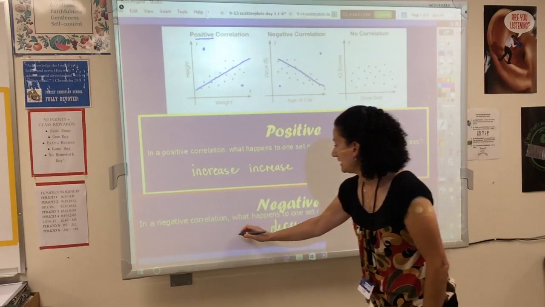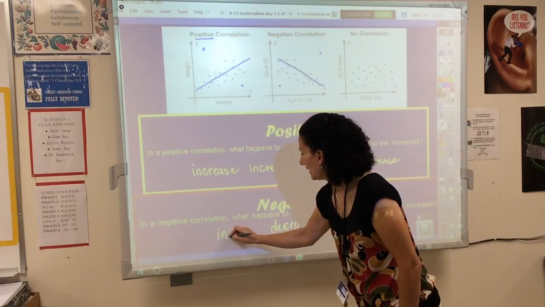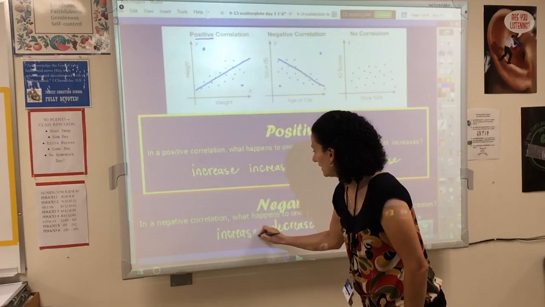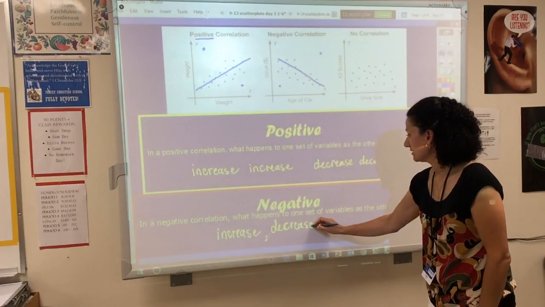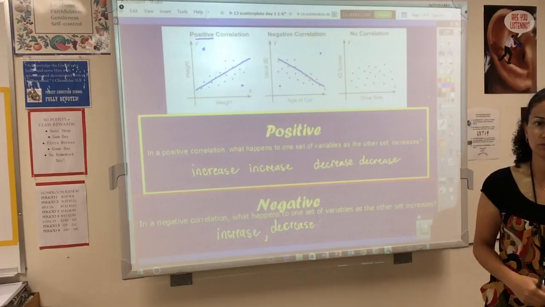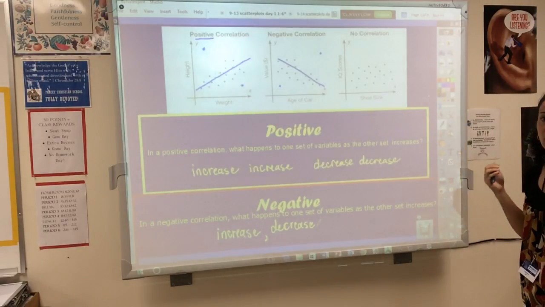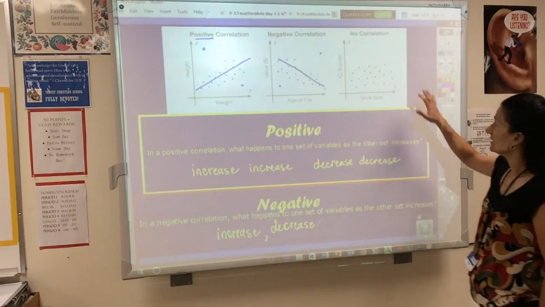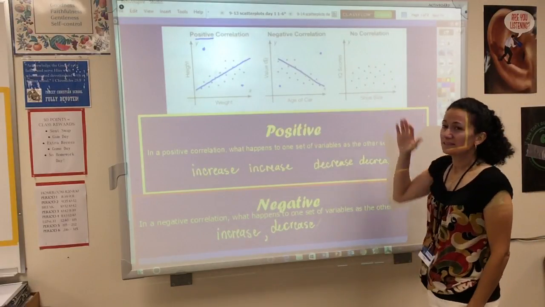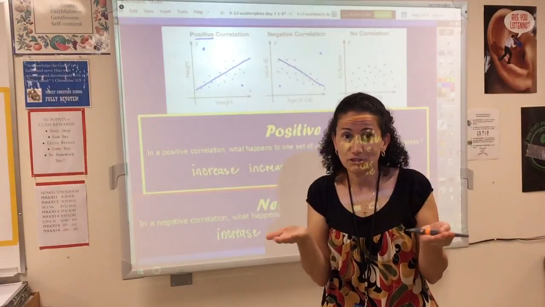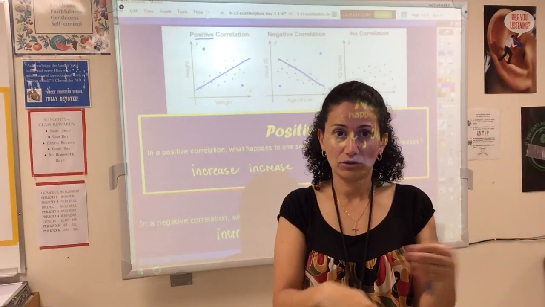So I'll write that down. In a negative correlation, you'll have one variable increasing while the other decreases, or vice versa. One decreases while the other increases. So you can have a third scenario, a scenario of no correlation. Some things just don't relate to each other. They have no effect on the other.